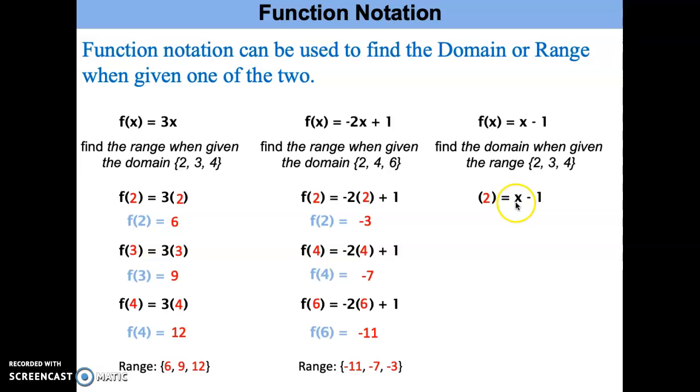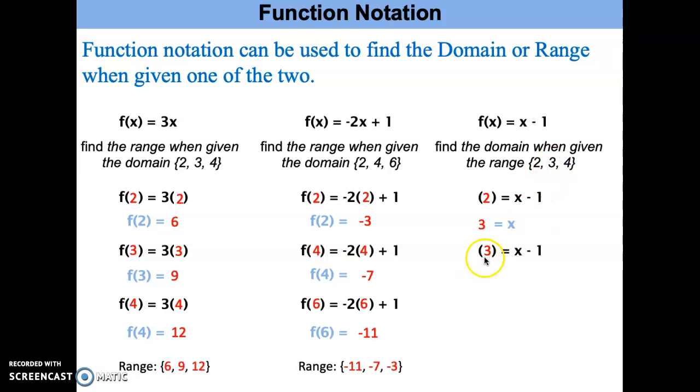The x is going to stay there. We need to move this minus 1 to the other side. To do that, we add 1, so x will be by itself. If we add to one side, we add to the other. So plus 1 on here, and 2 plus 1 equals 3. So for this one, x equals 3. Again, when y equals 2, x equals 3. Now let's look at the next one.